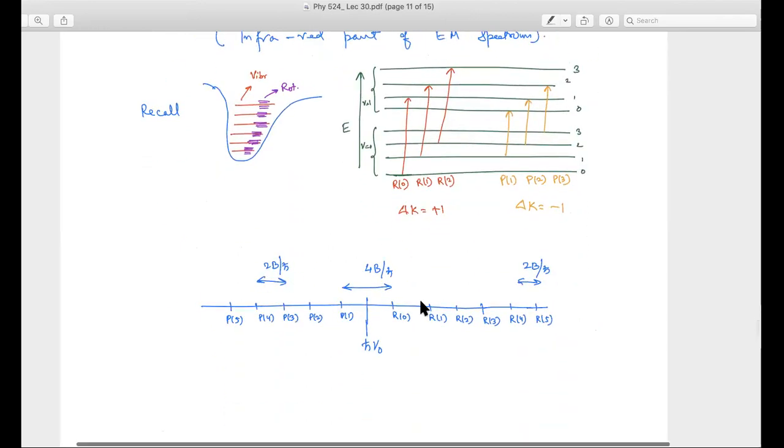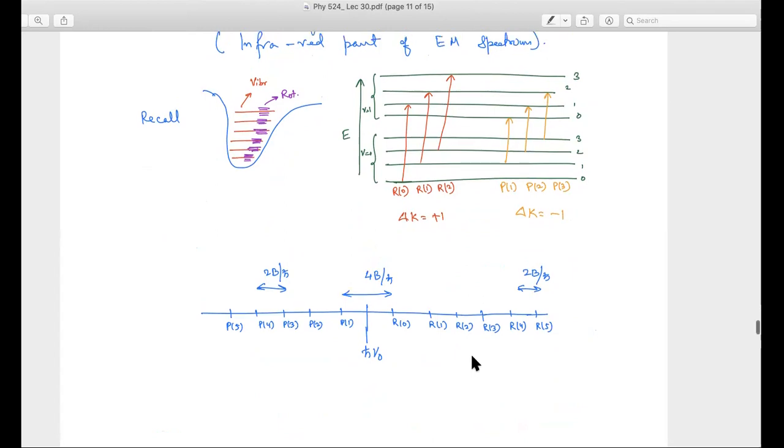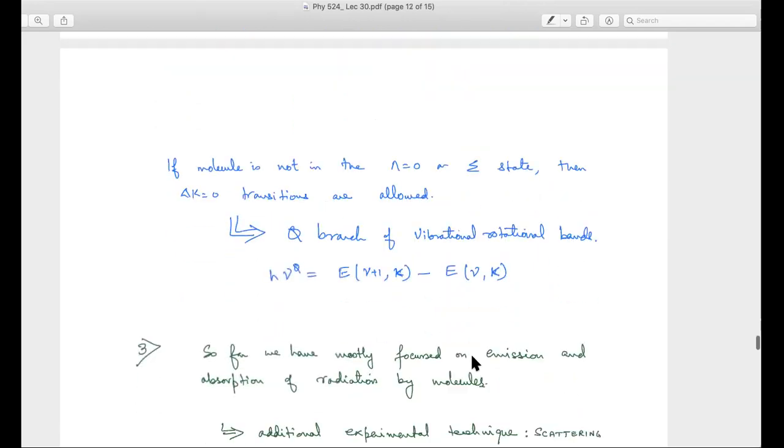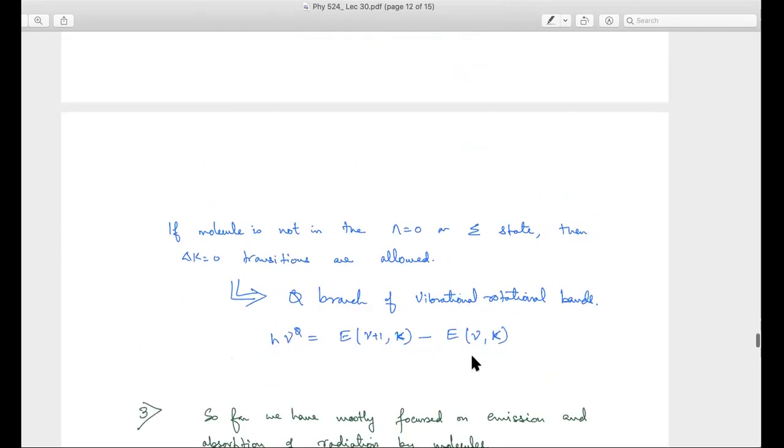And this has been experimentally very, very well validated and understood. In fact, this may be one of the methods by which I decide this B0 and which I use to decide R0, the interatomic separation of the molecule. So that's roughly your vibrational rotational spectrum.